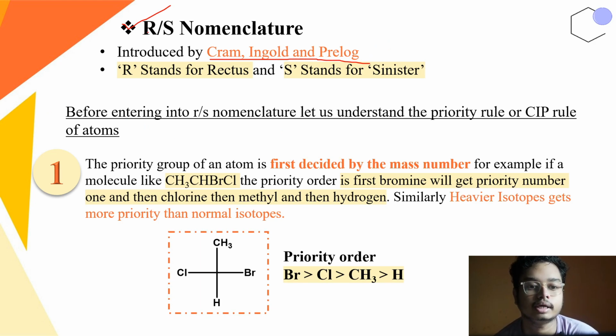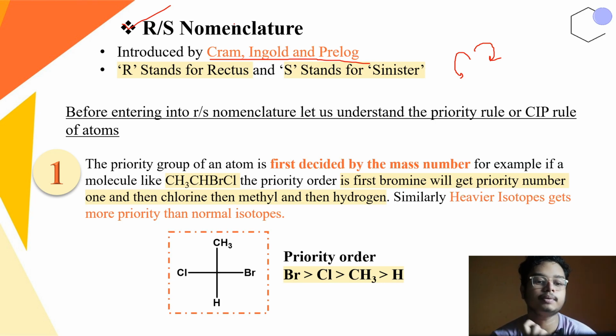Here R stands for rectus and S stands for sinister. It completely depends upon how the molecule rotates. Rectus means clockwise rotation and sinister means anti-clockwise rotation. Before entering the RS nomenclature, there is a priority rule, or CIP rule, for atoms. We have to go deep into this particular rule.